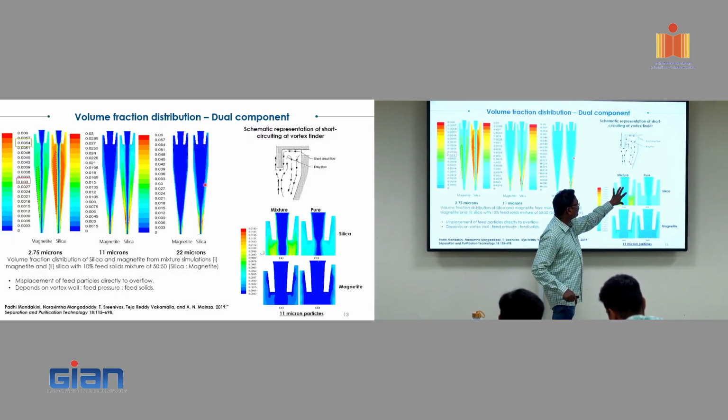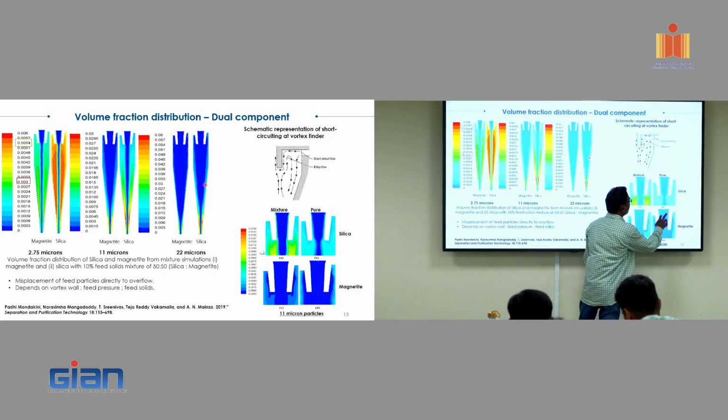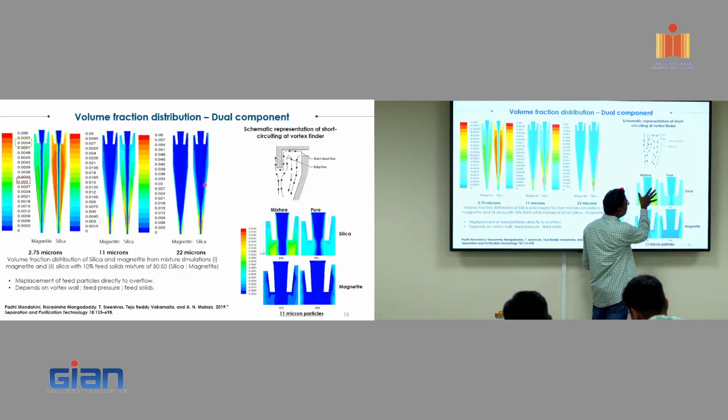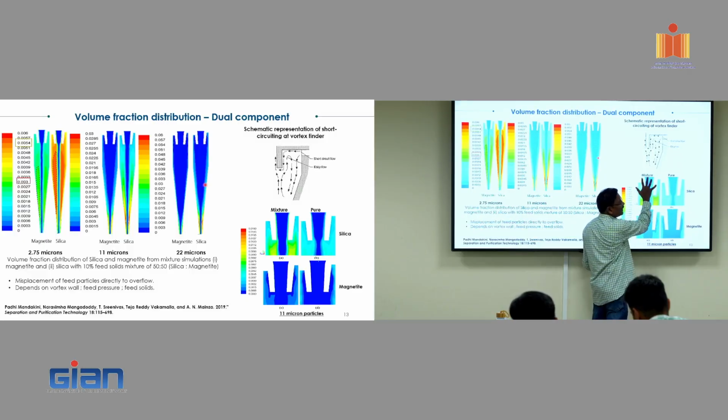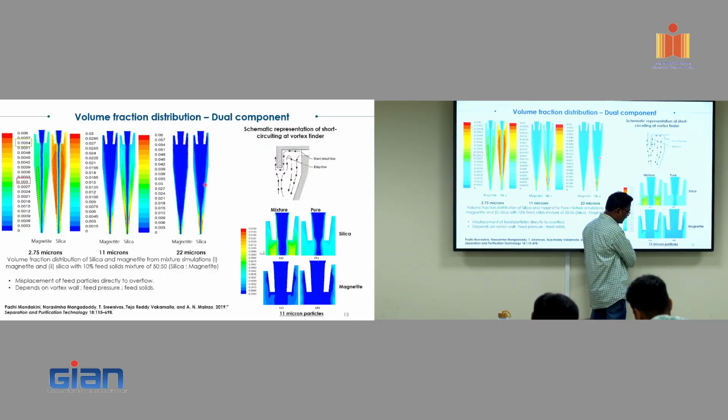This is in the mixture form, this is a pure form. So in pure form, you can see for the 11 micron particle, most of them are going downward, but the moment you have a mixture, they are also reported upward. Okay, that is one. And here even you can go for magnetite also. Pure magnetite, they also settle very well on the sideway and then come downward.